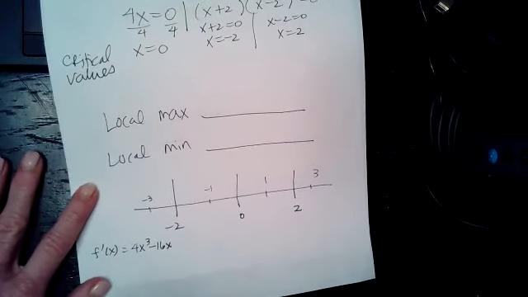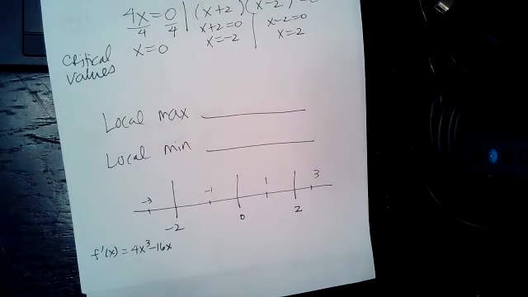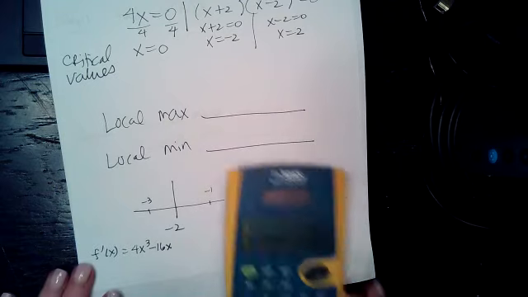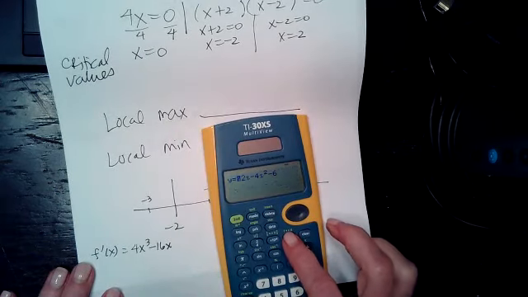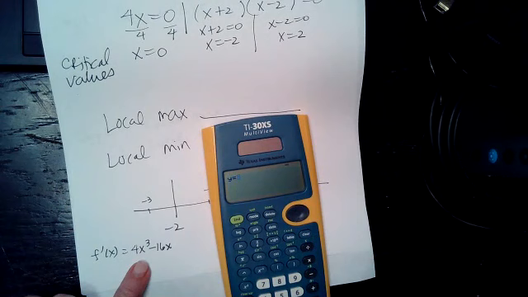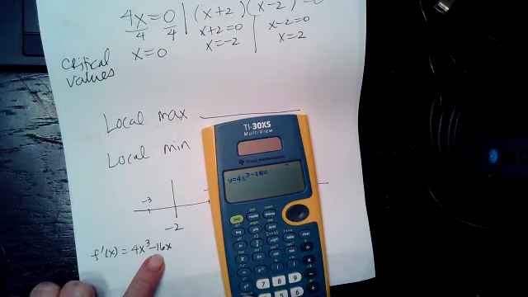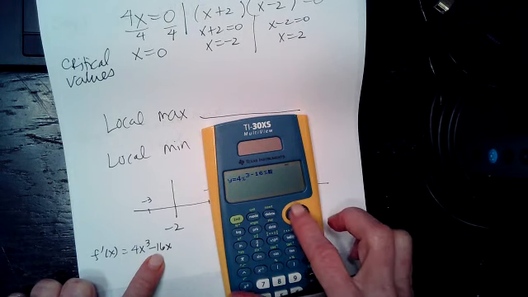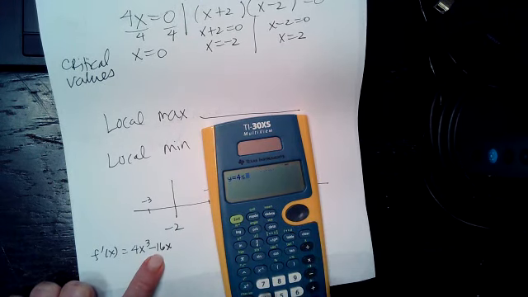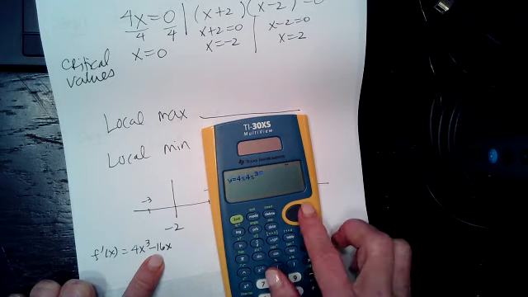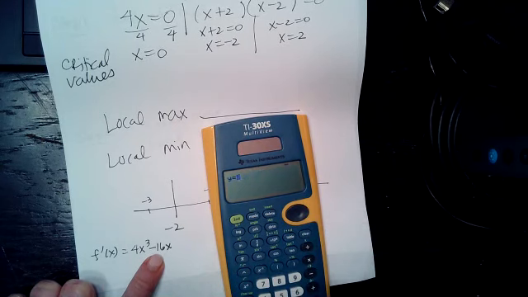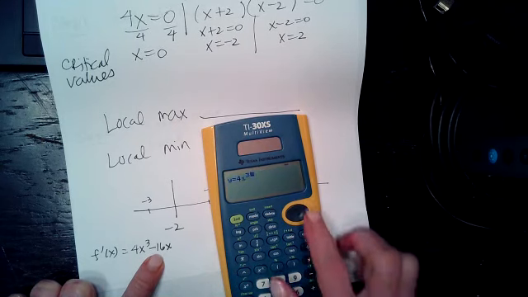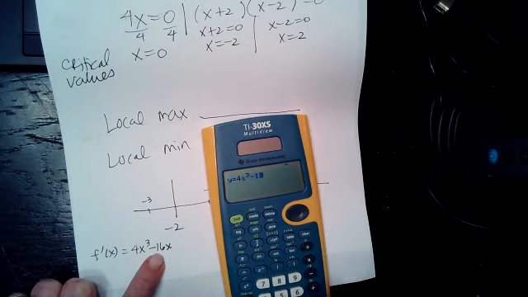And since I have so many numbers to plug into my derivative, I think I'm going to use my table. Clear it. I'm going to put my derivative in, 4x to the third minus 16x. Oops, I hate it when I do that. So 4x to the third, and then minus 16x. And I push enter, enter, enter.